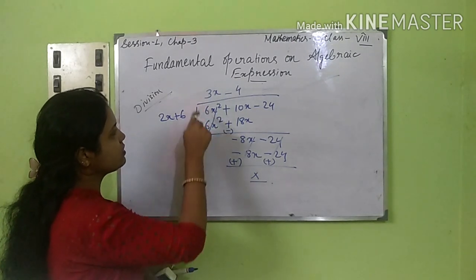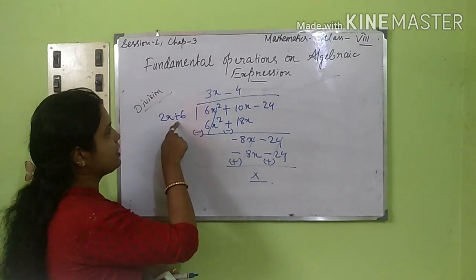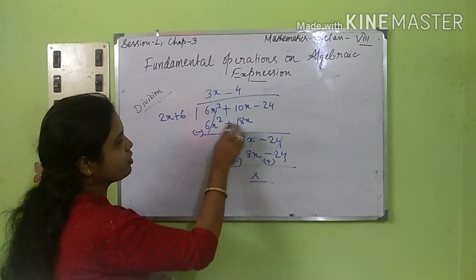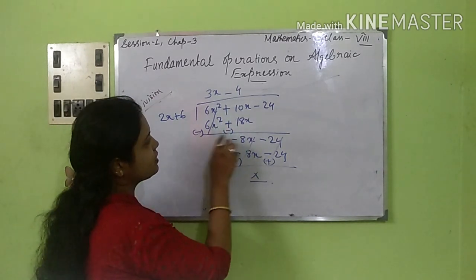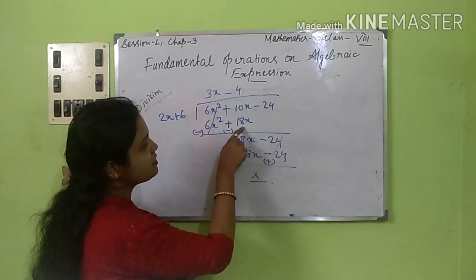So 2 3s are 6 into x² will give you 6x², plus 6 into 3x will give you 18x. So I have written 1 at the side because all the terms were matching. Change the sign and see what is coming. This is getting cancelled, and the second one, plus 10x minus 18x.